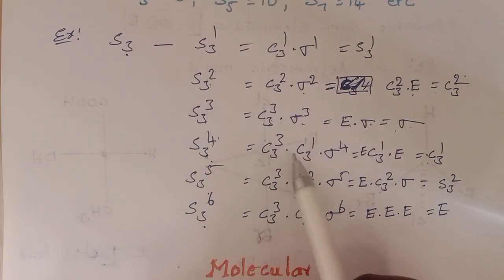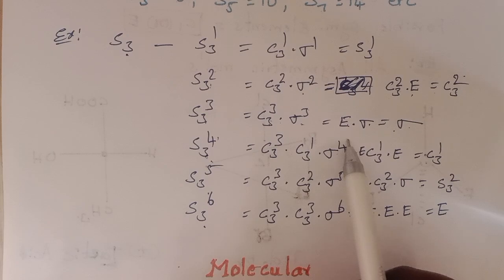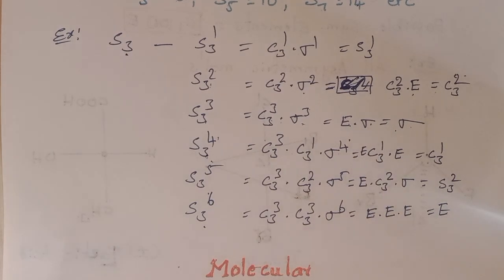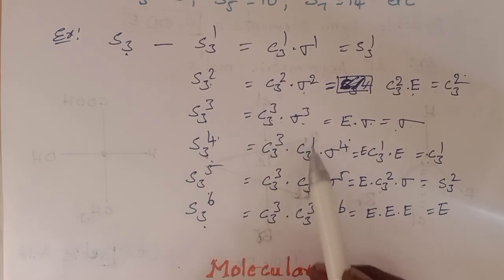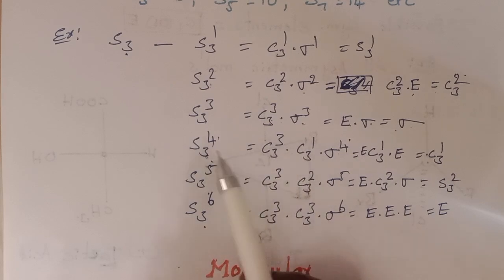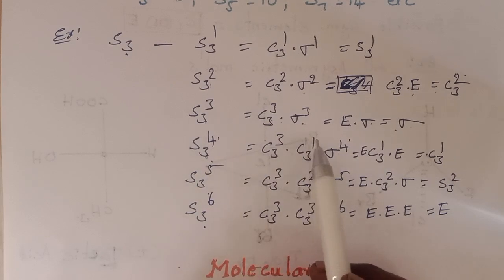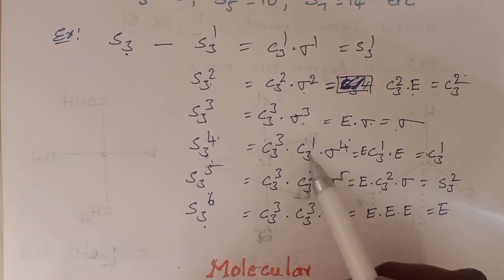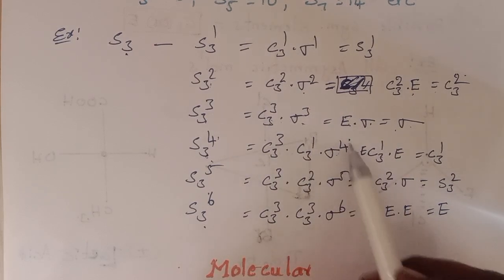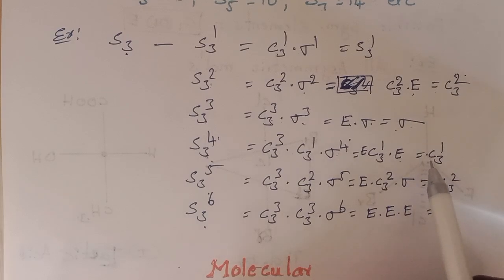S34 can be written as C33, C31 sigma 4, because C34 can be written as C33 plus 3 plus 1, C34, right? So C33, C31 sigma 4. C33 is E, C31, and sigma 4 will give E. So the resultant element is C31.